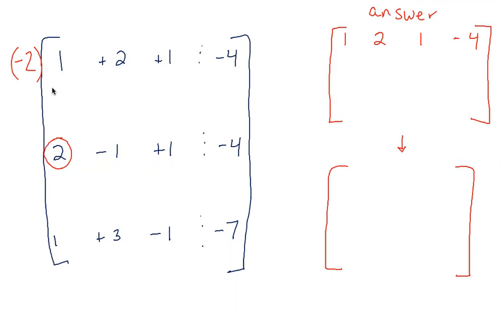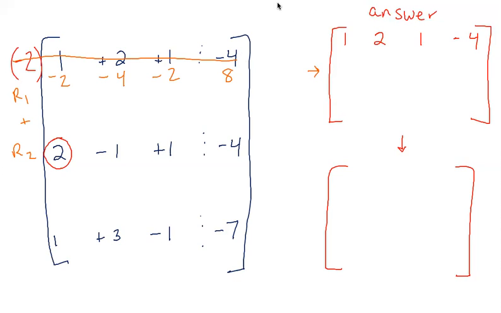That'll create a new row 1. So -2 times 1 is -2. -2 times 2 is -4. -2 times 1 is -2. And -2 times -4 is +8. Okay? So now I'm going to cross this out so that you don't get confused. Now we're going to take our new row 1 and add that to row 2 so that we can get a new row 2, and I'll put that right here.